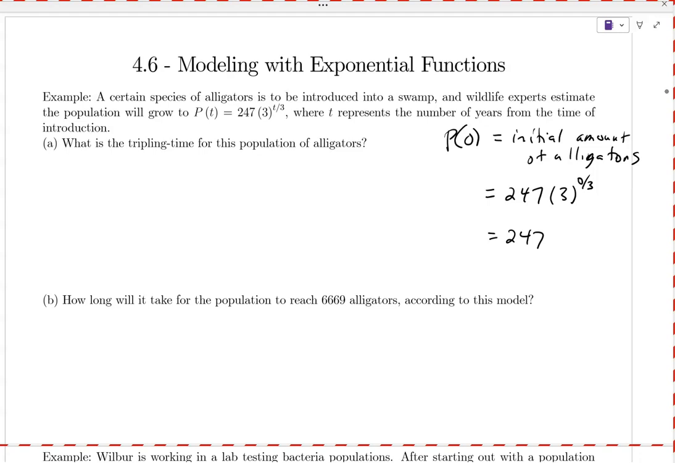All right. So in this particular stem of this problem, the initial amount of alligators was 247. This will actually help us with the next question. It asks, what's the tripling time?